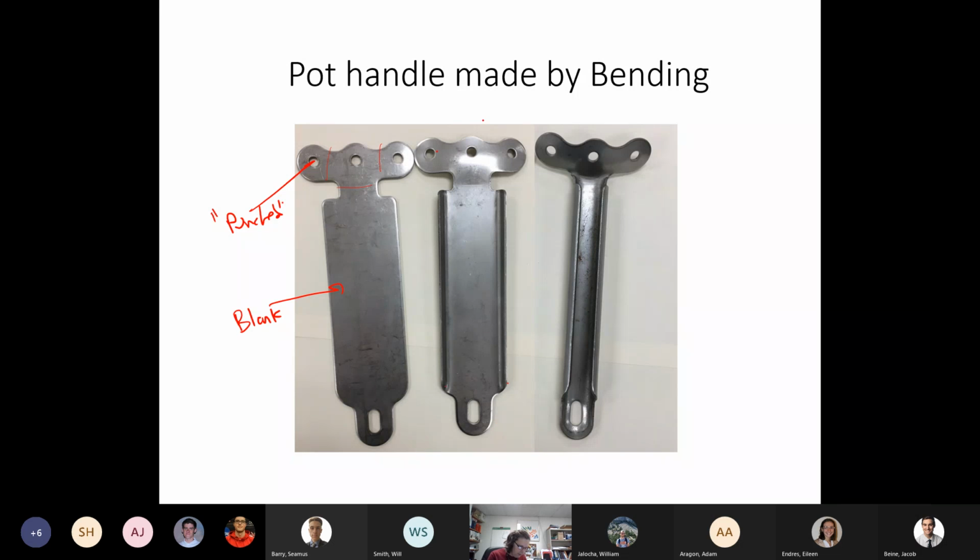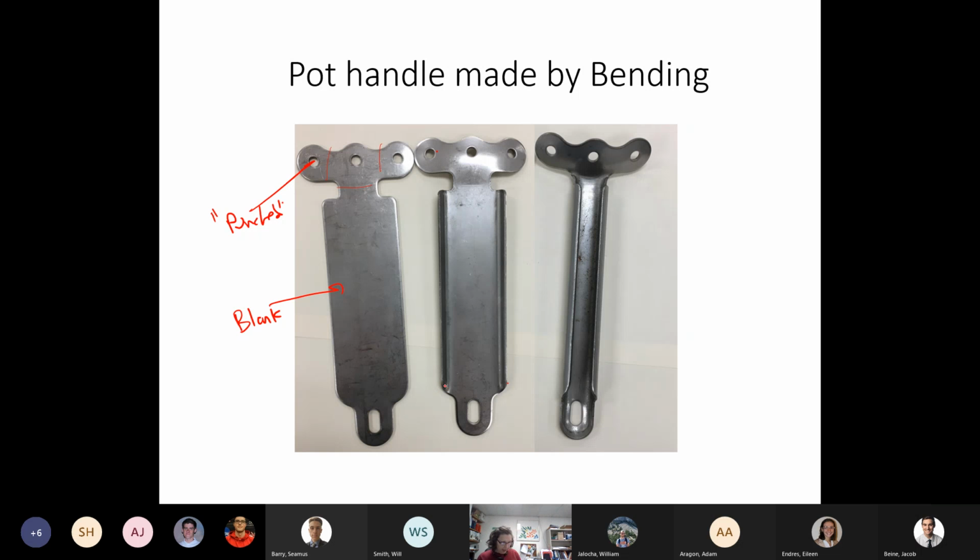So here we would have mid-process, and then we can go again. A lot of these bends are becoming more significant. And then finally, we would have what looks like a pot handle. So this is all made by bending, and we actually look at what we call the minimum bend radius.